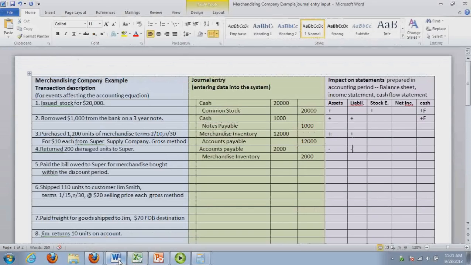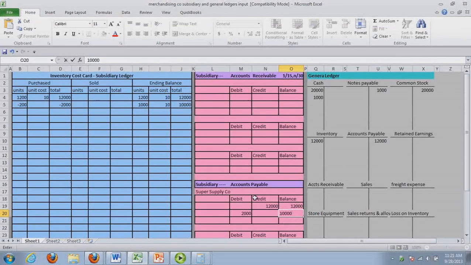Okay, so let's go on to paying our bills. Now that we've done this, we're going to pay the bill to Super. Well, first of all, what do we owe Super? We just looked at that. So if we go back to the subsidiary ledger, we owe Super $10,000.